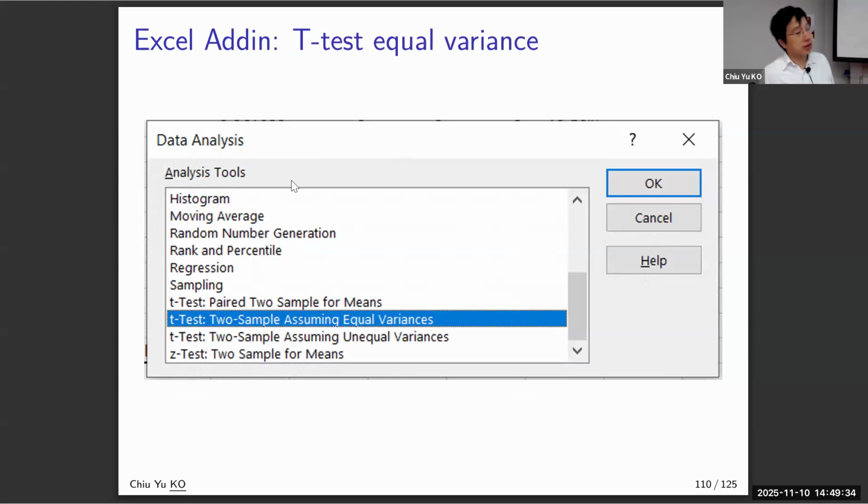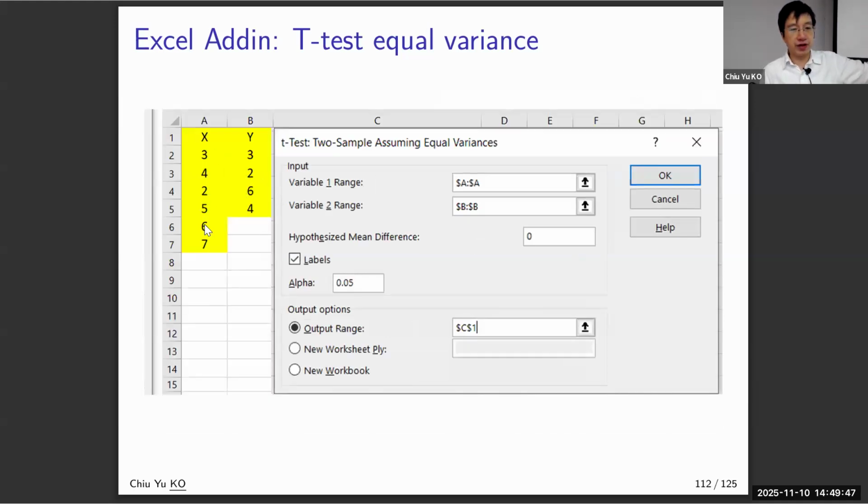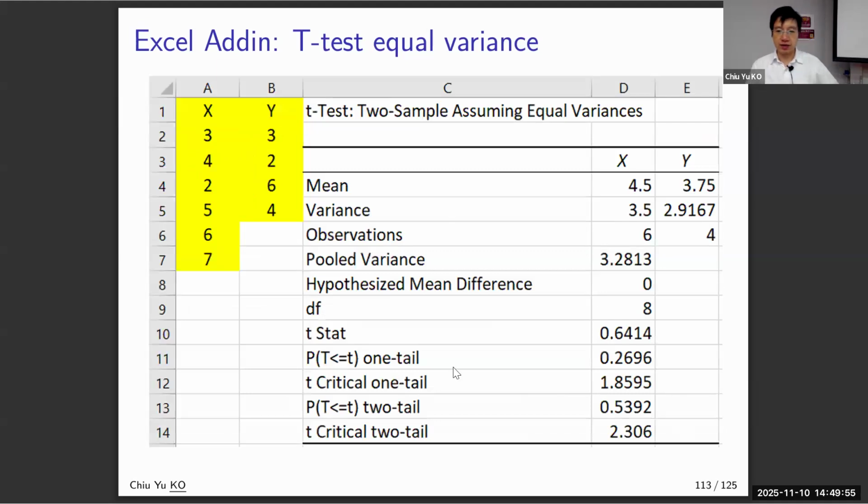You can go to the analysis tool and do the t-test, right? And you can just put in, same as we expect, what's x1, put x2, then click OK. In this case, you have a bunch of x and a bunch of y. Tell it column A is x and column B is y, and you have labels there, use 5%, and you output in C1. And that gives you this, right? And clearly this already gives you the mean and the DF, the t-stat, and the p-value.